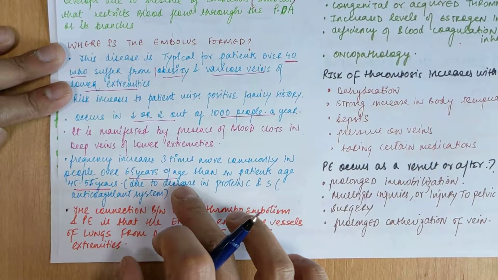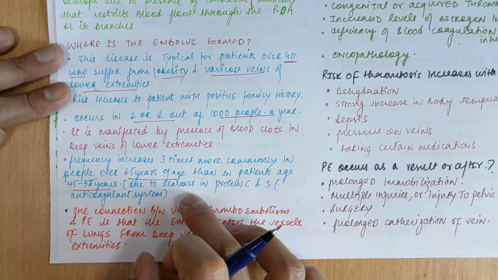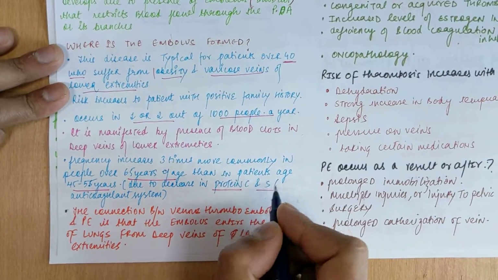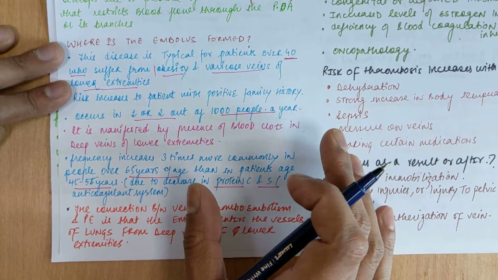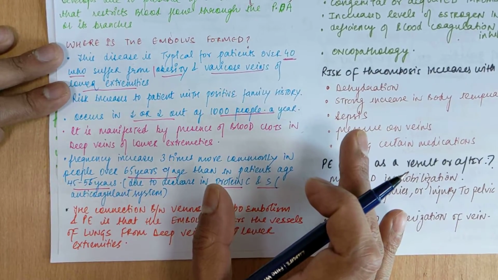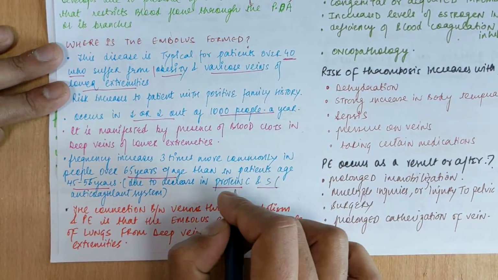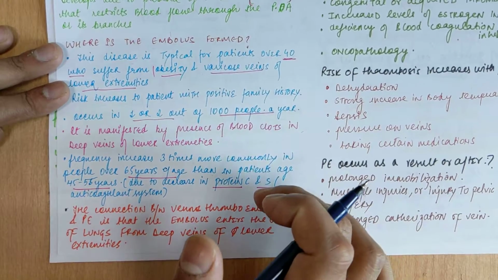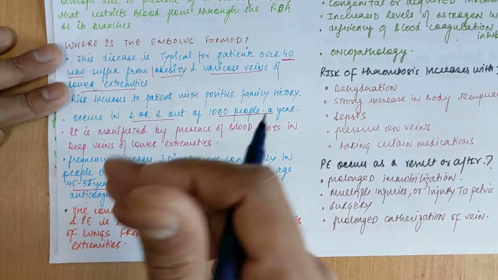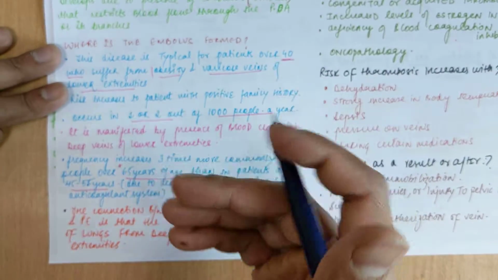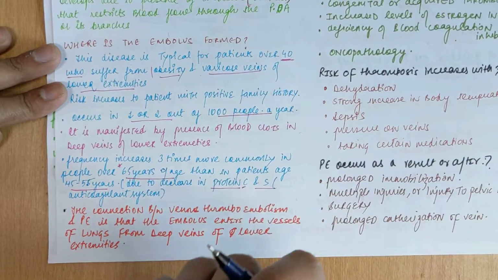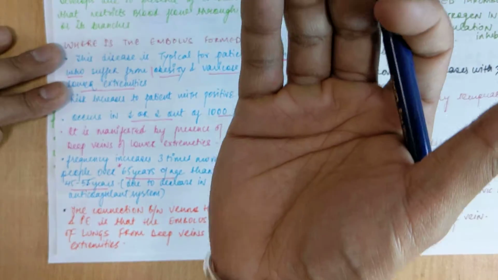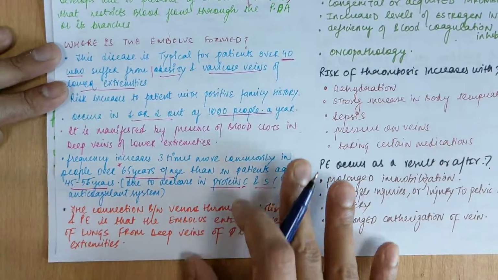And this occurs in older age due to a decrease in protein C and S, because they are actually part of the anticoagulant system. If there is any clotting, these proteins will remove that clotting. So in patients who are over 65 years of age, the protein C and protein S levels decrease, and because of that the functioning of the anticoagulant system decreases.